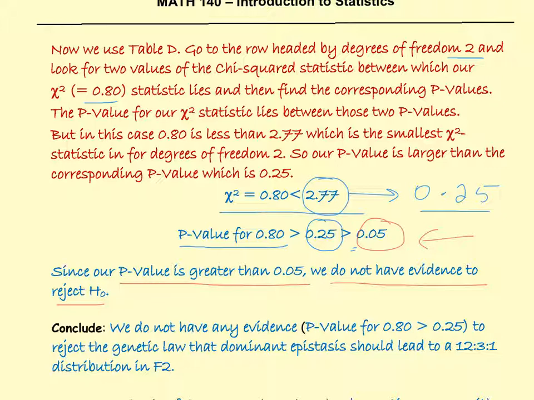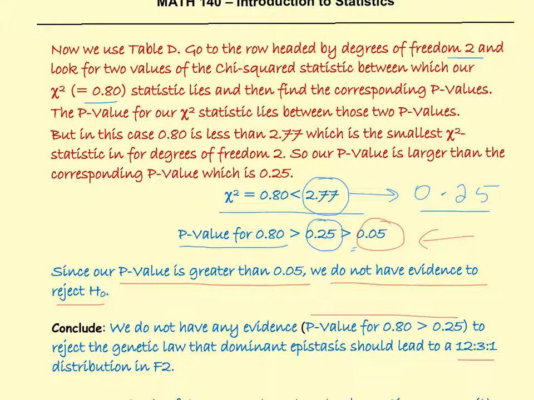So our conclusion is, based on the chi-squared test alone, that we have no evidence, because our p-value is greater than 0.25. We have no evidence to reject the genetic law that says that the dominant epistasis should lead to a 12 to 3 to 1 distribution in F2. So the conclusion of the chi-squared test is that we fail to reject the null hypothesis. We do not have any evidence against it.